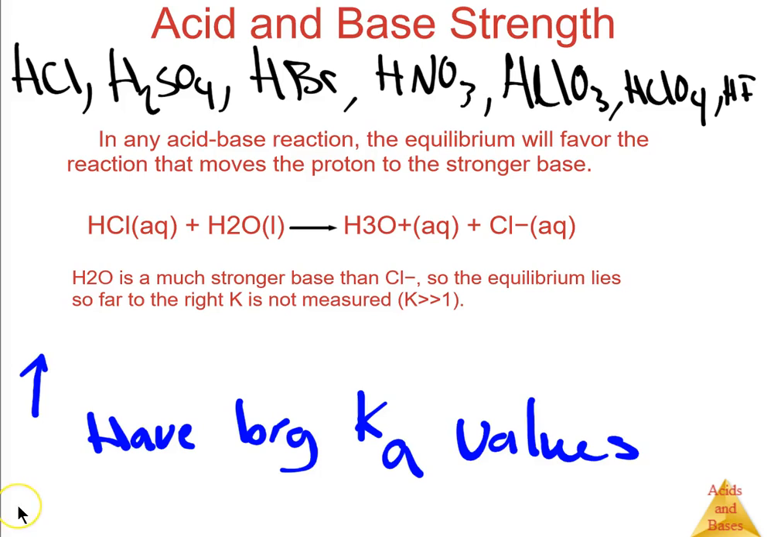Any guesses? You know what that list is at the top? No. No. That's the list of our strong acids. So HCl, H2SO4, HBr, HNO3, HClO3, HClO4, and HI. Those are the acids that are considered strong.